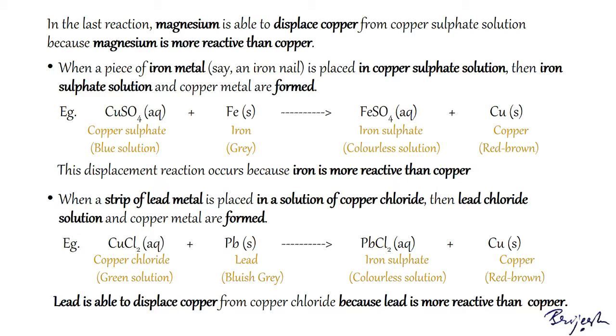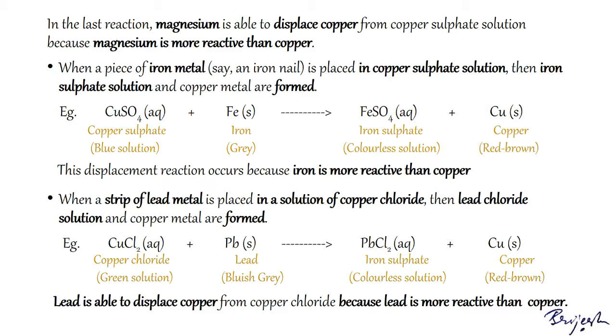Next example. When a piece of iron metal, say iron nail, is placed in copper sulfate solution, then iron sulfate solution and copper metal are formed. In this reaction, iron displaces copper from copper sulfate solution. The deep blue color of copper sulfate solution fades due to the formation of light green solution of iron sulfate. A red-brown coating of copper metal is formed on the surface of iron metal. So please note that this displacement reaction occurs because iron is more reactive than copper.